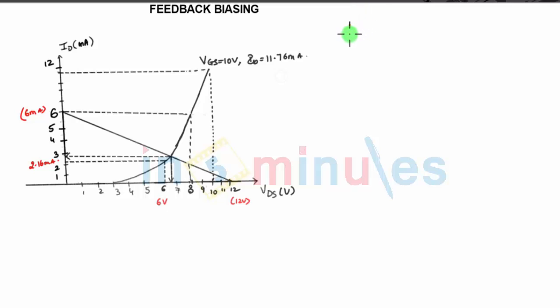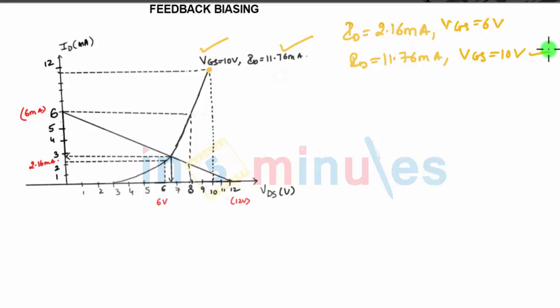So when plotting these values, you can see what we have got. My ID is 2.16 milliamperes for VGS 6 volts. My ID is 11.76 milliamperes for VGS equal to 10 volts. So we have plotted this point. Then ID is 2.16 for 6 volts, so this is the other point. When we join these points and your threshold voltage, VGS threshold, given as 3 volts, when you join these 3 points, we will get the transfer characteristic.